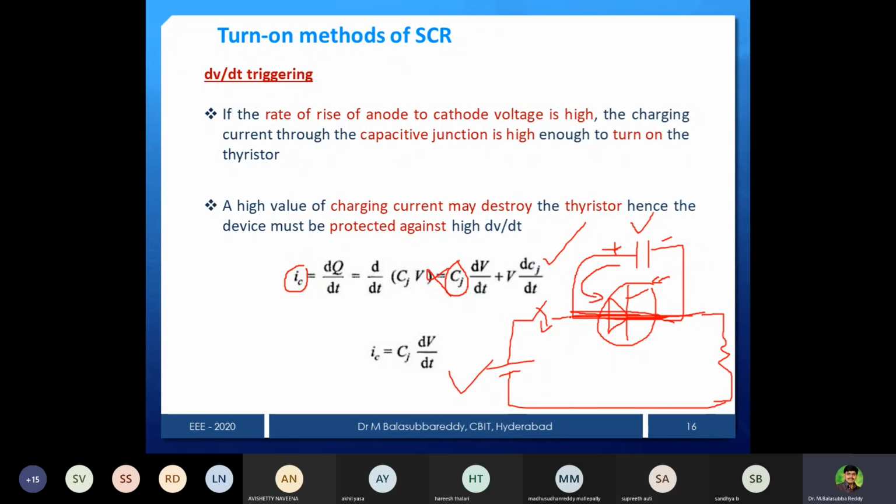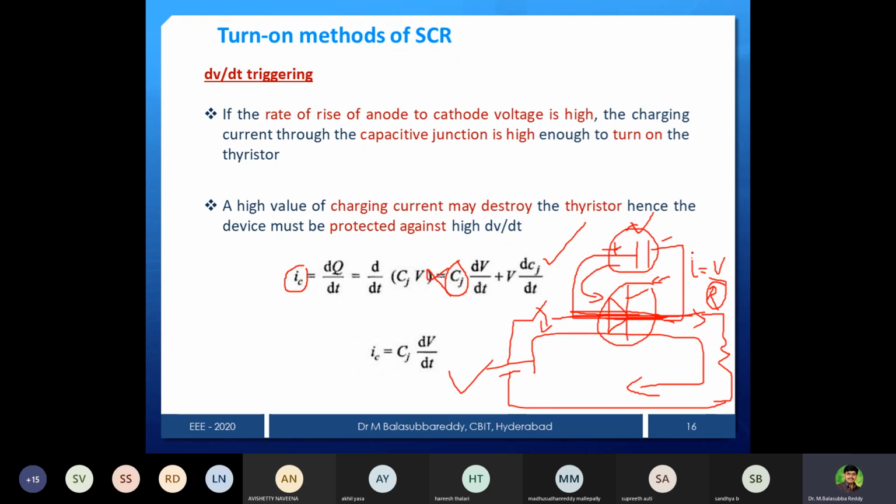Whenever current passes through the thyristor, how much current will it pass? There is the load current as usual, passed to the load. In addition to that, what is the value of current passing through the thyristor? Current I is equal to V by R. What is R? The internal resistance of this capacitance. That value is very small, let us assume 1 ohm.